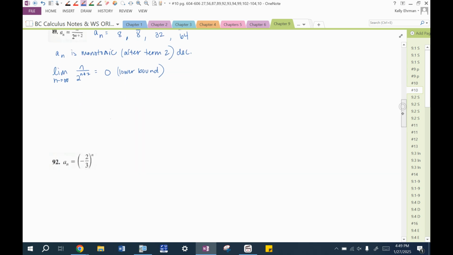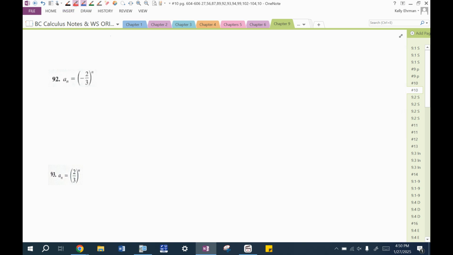All right. Next one is negative 2/3 to the n. So if we generate some terms here, A sub n: if you plug in 1, you get negative 2/3. If you plug in 2, you get 4/9. If you plug in 3, you get negative 8/27, etc.